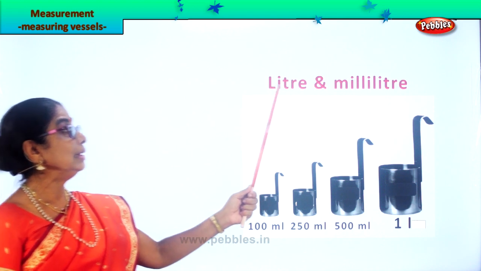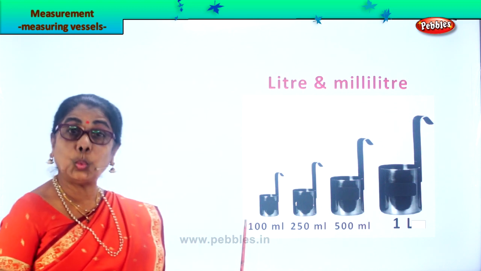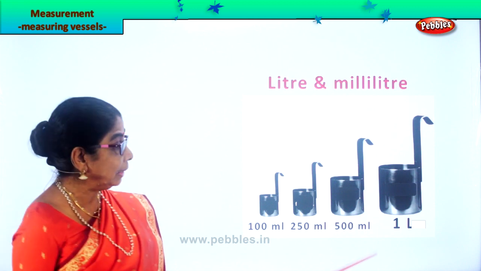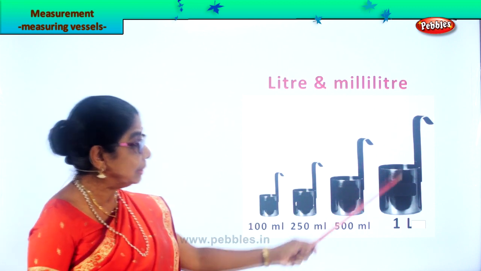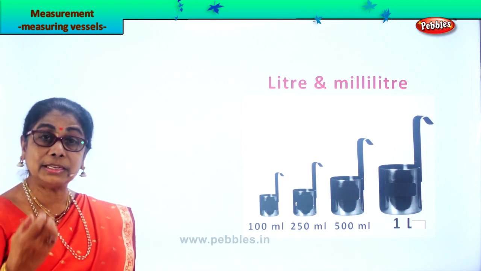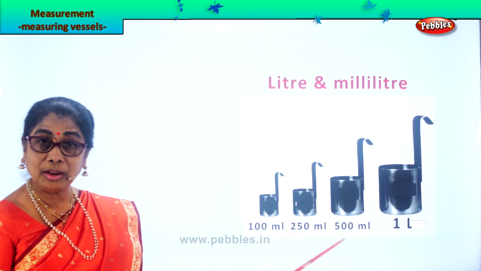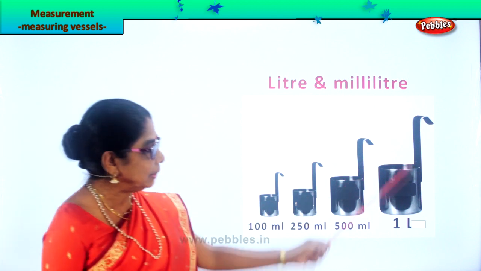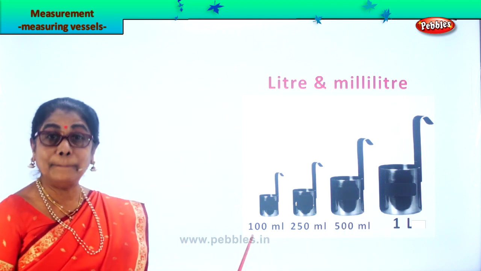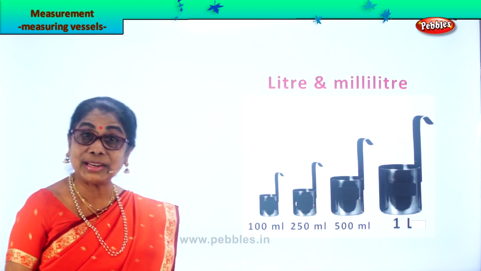And you write liter L. In this vessel, we can measure any liquid, milk or oil or anything. Now, the biggest is liter, milliliter is the smaller denomination of capacity. You can measure 500 milliliters of oil or milk or whatever. This is the biggest and the short form is L. And this is the smallest, 100 milliliter. So the biggest and the smallest. These are measuring vessels.